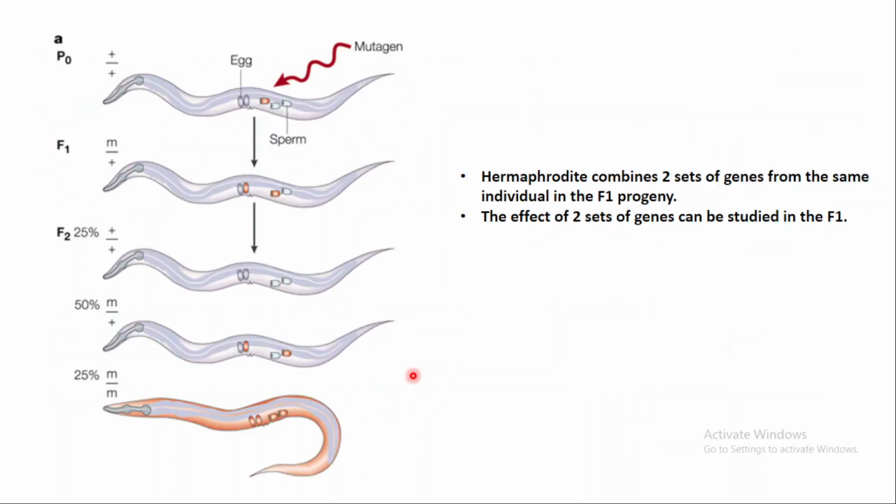And statement 3, where a hermaphrodite, so hermaphrodite basically means combines two sets of genomes from the same individual in the F1 progeny, because a hermaphrodite is an organism with both male and female sex organs.